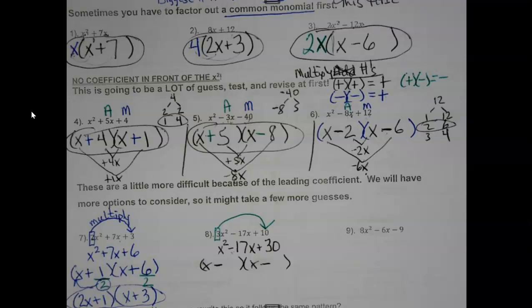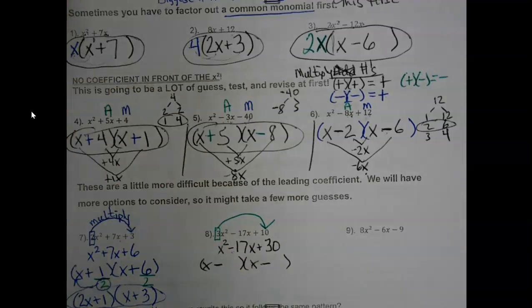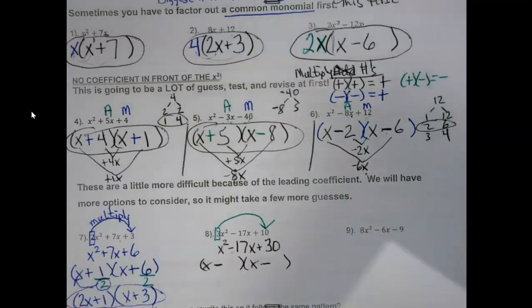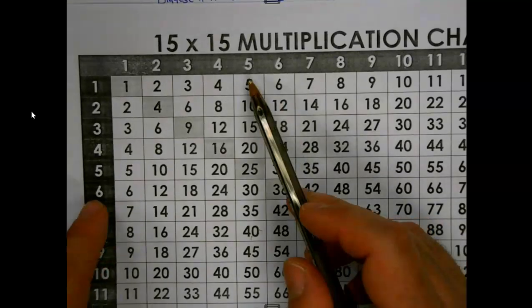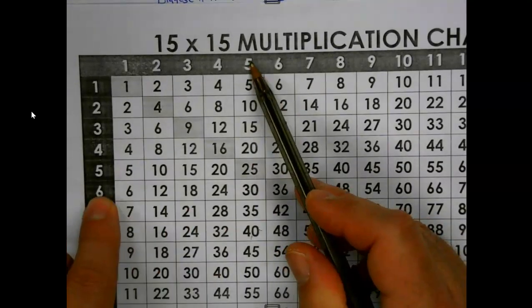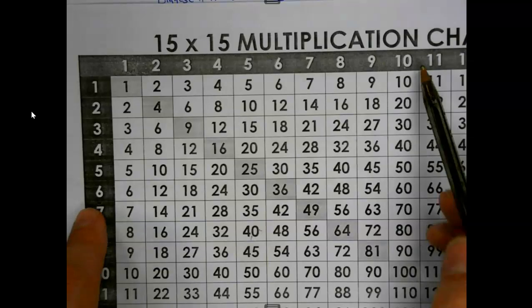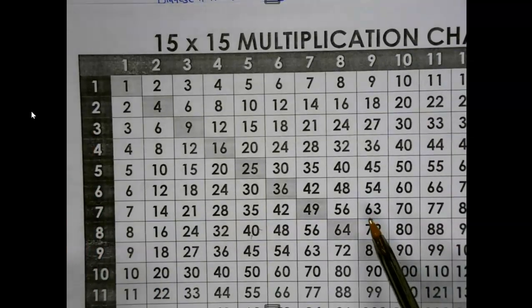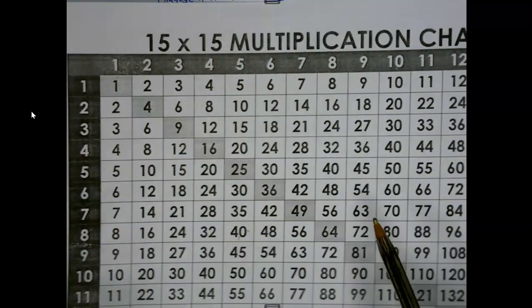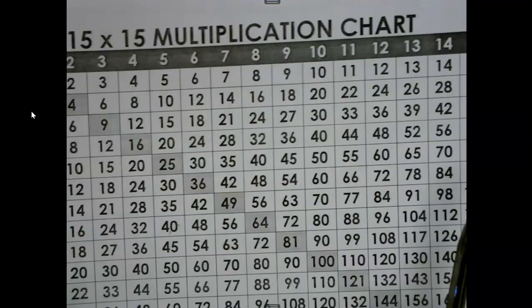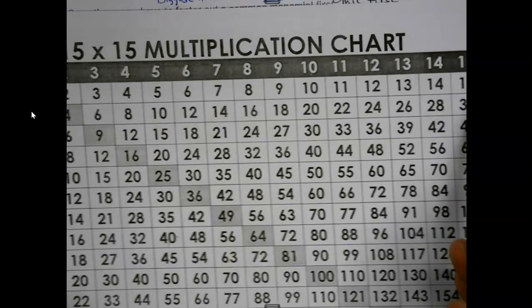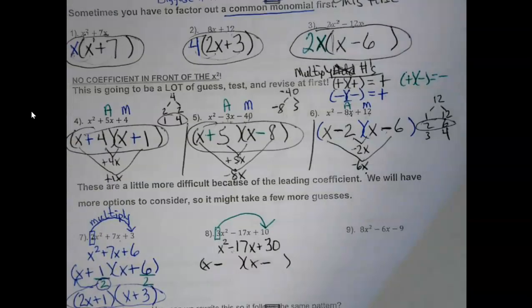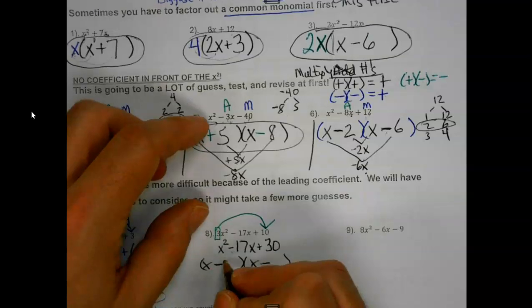So my job: two numbers multiply to 30, but are going to add up to 17. All right, let's see here. Let's go looking for 30s. 5 and 6, that does not add up to 17. 10 and 3 does not add up to 17. Ooh, wait a minute. 15 and 2. 15 and 2 add up to 17.